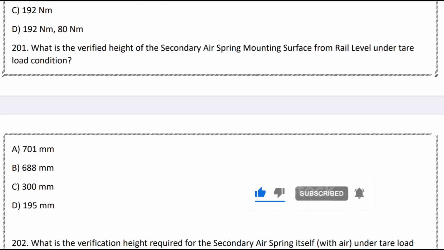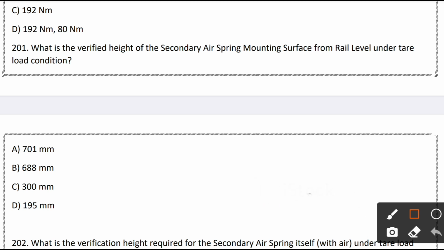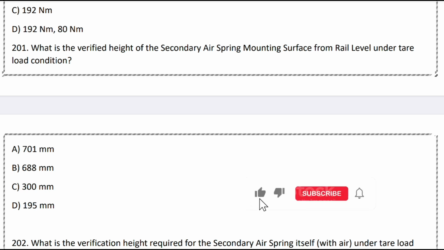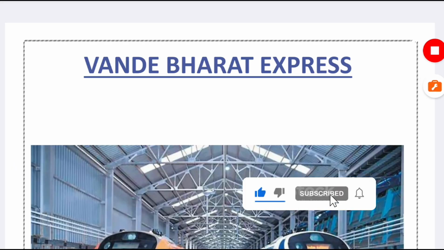201. What is the verified height of the secondary air spring mounting surface from rail level under tare load condition? A. 701 millimeters. B. 688 millimeters. C. 300 millimeters. D. 195 millimeters. The correct answer is B. 688 millimeters.